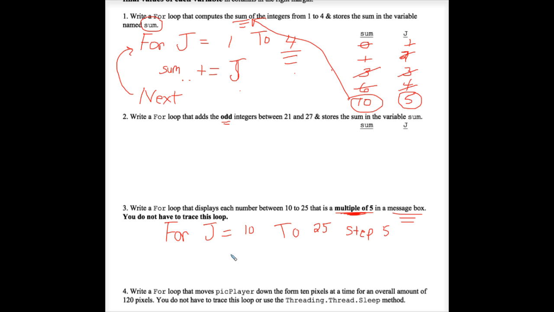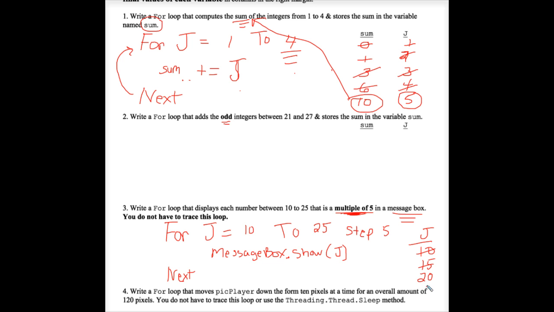But instead of sum plus equals j, we simply put messagebox.show J. And then we finish off with the word next. Think about it. As this code executes, when J is 10, the 10 will be displayed in the message box. But then when J bumps up to 15, a 15 will be displayed in the message box, and so on.